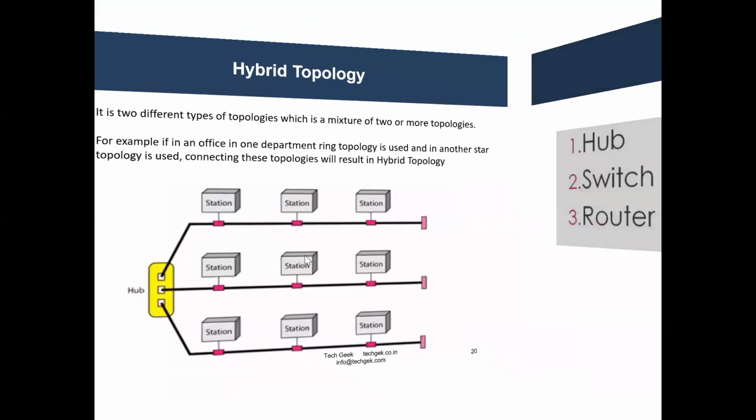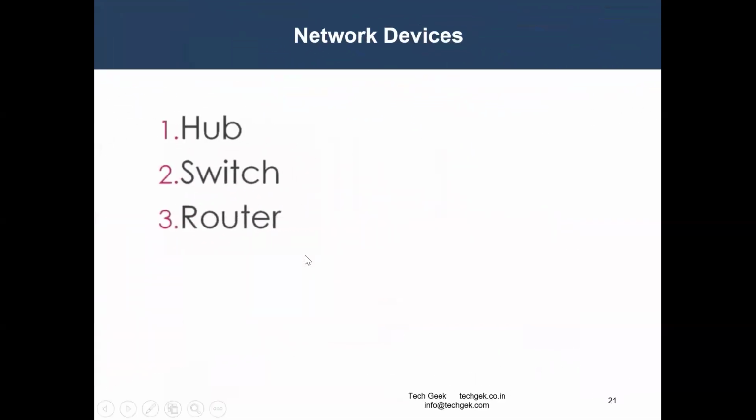Now we talk about the network devices. When I talk about network devices, there can be several of them. It's not just switch, hub, or router. There will be different types of bridges, and devices with different functions. We can have firewalls, access points, network interface cards, modems, repeaters, load balancers, and so on.